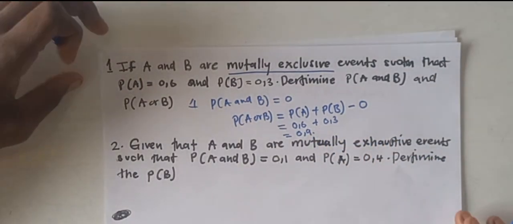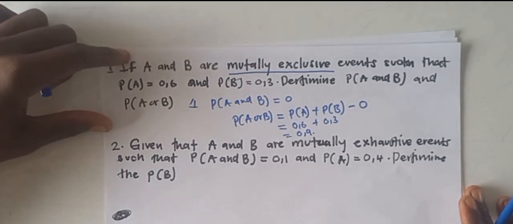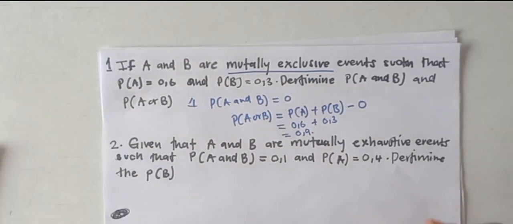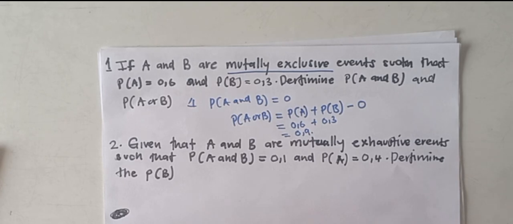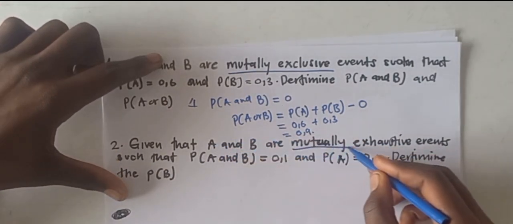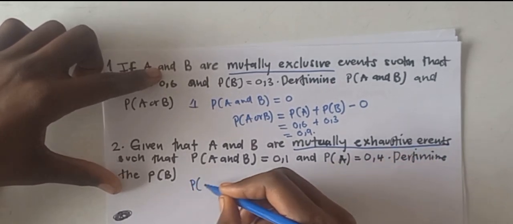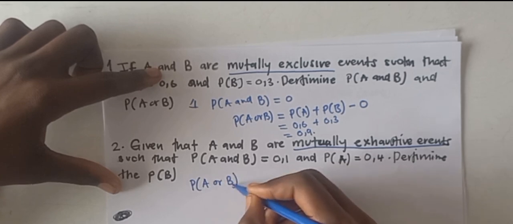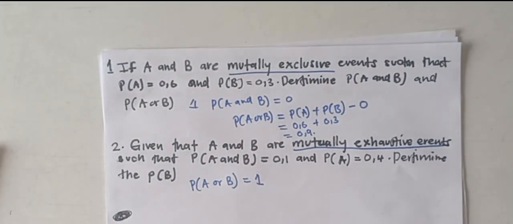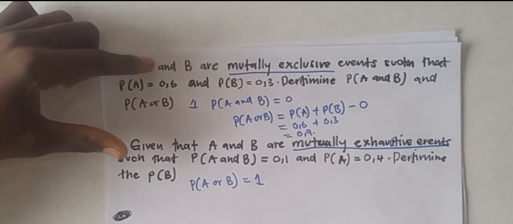Let's take a look at the second one. It says that given that A and B are mutually exhaustive events, such that the probability of A is as you can see, determine the probability of B. They give us the probability of A, and they want us to determine the probability of B. But they told us that these two events are mutually exhaustive. And when they are mutually exhaustive, we know that the probability of A or B has to equal 1. So now they want the probability of B. How are we going to find it?